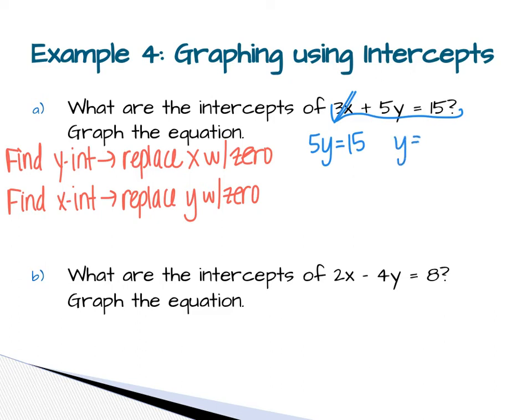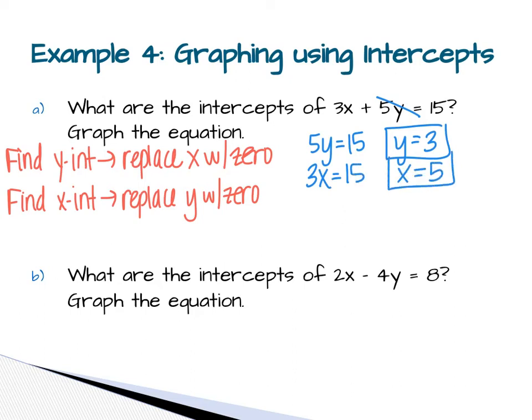Divide both sides by 5 and you get y equals 3. That's your y-intercept. Your x-intercept is going to be, so replace the y with 0 and that goes away and you get 3x equals 15. So the x-intercept is going to be 5. Then it says to graph it using intercepts. I'm going to sketch a quick graph. When you graph something using intercepts, you just go up on the y-axis to the y-intercept and put a point. Go across the x-axis to the x-intercept and put a point, and then you can just connect the two points.